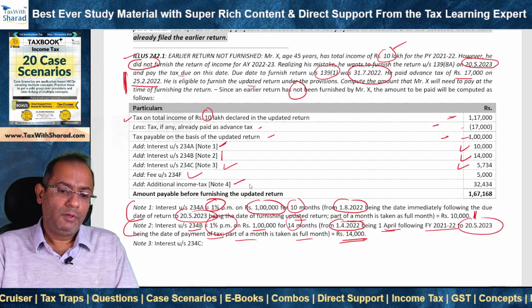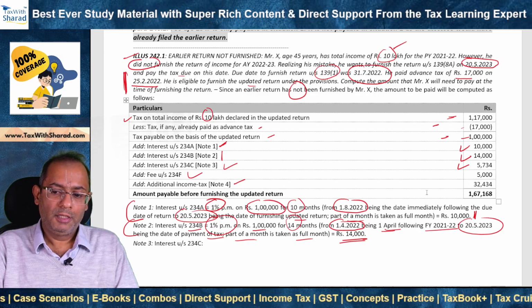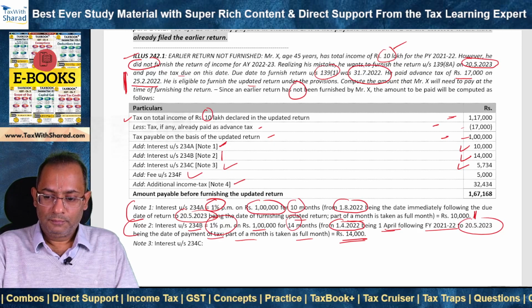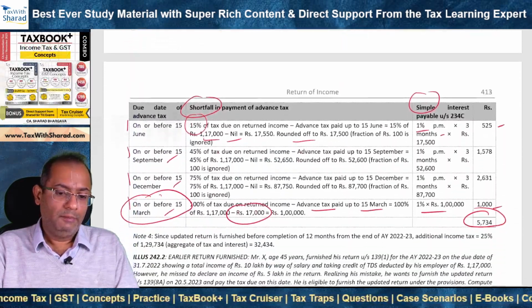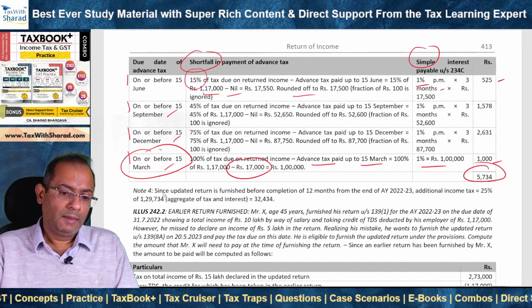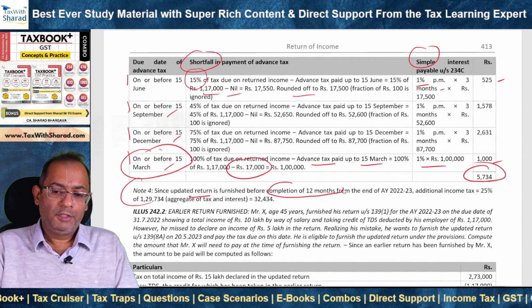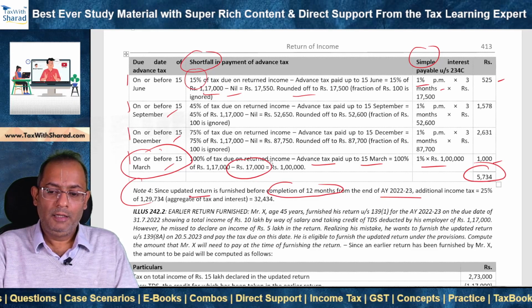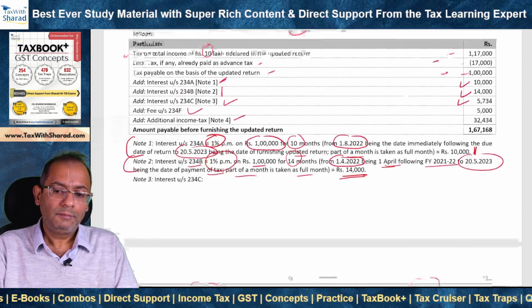Then we will compute the additional income tax under section 140B. And additional income tax will be how much? Will it be 25% or will it be 50%? Since the updated return is furnished before completion of 12 months from the end of assessment year 22-23, additional income tax will be at the rate of 25%.